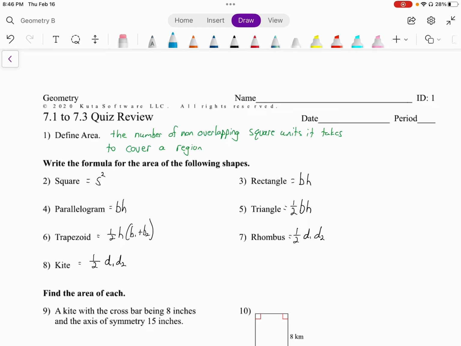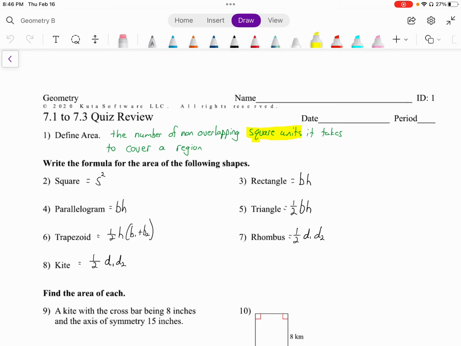I have some things filled out in here already, but make sure you know them. So number one says define area. The number of non-overlapping square units it takes to cover a region. I know that's a little bit different wording. It's the same meaning. You can memorize this definition. You can memorize the other wording of it, but there is the definition of area. It's the number of non-overlapping square units it takes to cover a region completely.